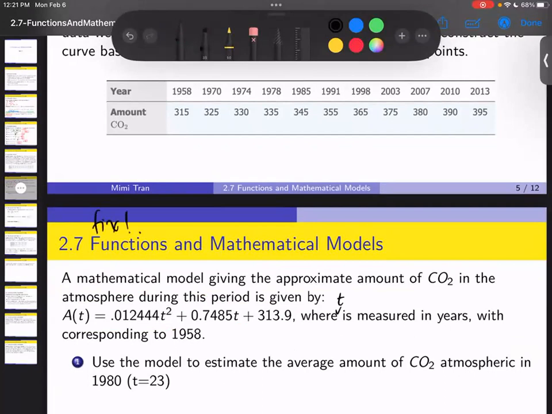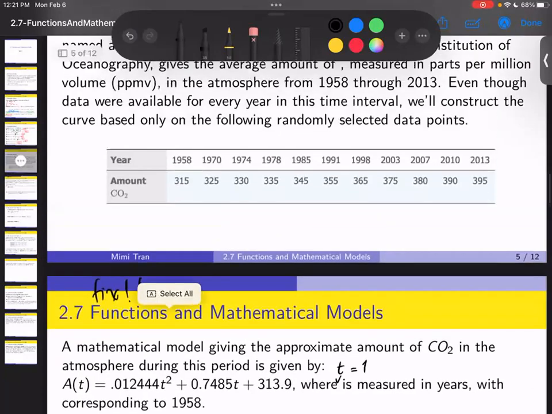So I remember to fix. T is measured in years, corresponding to 1958 as T equal 1. So start from 1958, T equal 1. 1959, T equal 2. What is T equal in 1970?